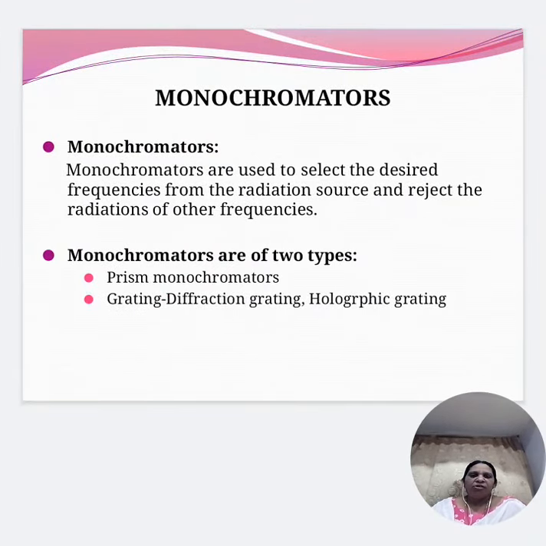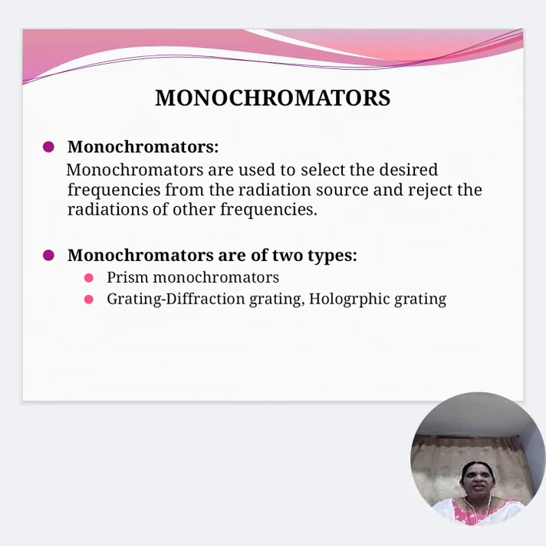Then your next part is your monochromator. Monochromators are used to select the desired frequencies from the radiation source and reject the radiations of other frequencies. Monochromators are of two types: the prism monochromator and the diffraction grating monochromators. Again, the grating monochromators are divided into two types: diffraction grating and holographic grating.